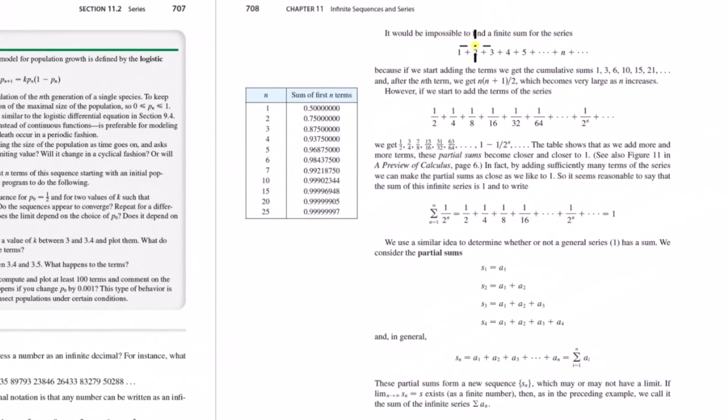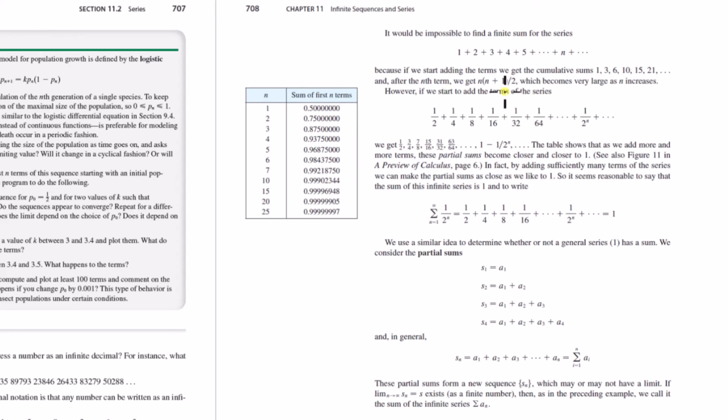It would be impossible to find a finite sum for the series 1 plus 2 plus 3 plus 4 plus 5. You can see you're summing an arithmetic series where each term is separated by 1, right? It's 1 plus 2 plus 3. Because if we start adding the terms, we get cumulative sums: 1, 3, 6, 10, 15, 21. And after the nth term, we get n times n plus 1 divided by 2.